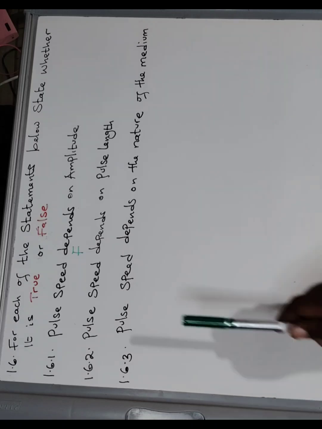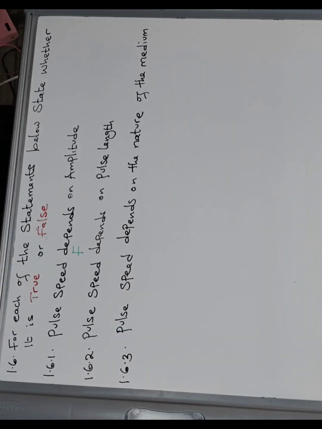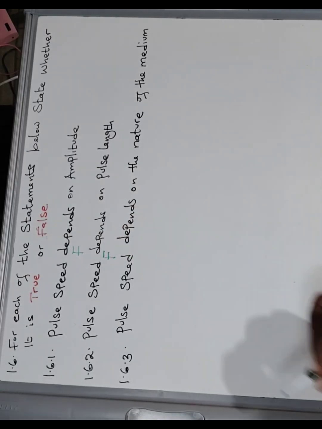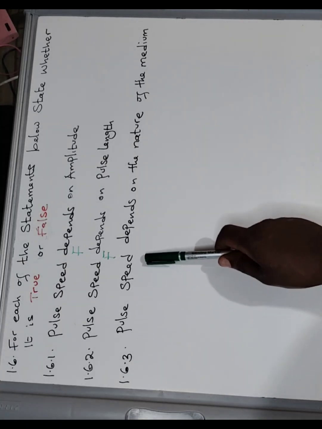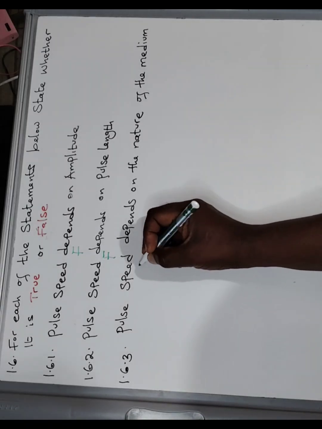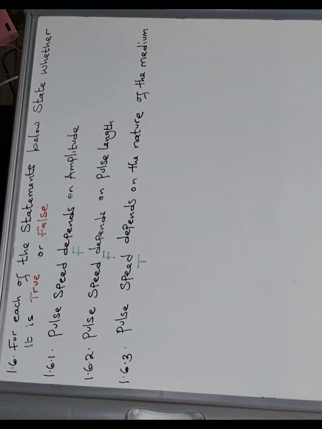Okay, the second one comes, it says that pulse speed depends on pulse length. How do you deal with this one? Is it true or false? It is also false. Pulse speed does not depend on the pulse length. Okay, the next one says that pulse speed depends on the nature of the medium. And what is this one? This one is true. Yes, the nature of the medium determines the pulse speed.